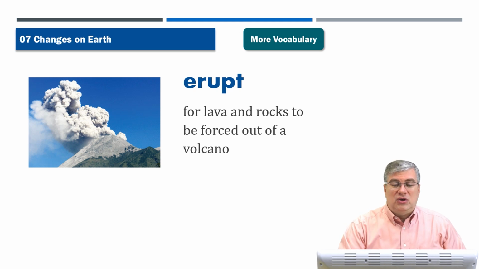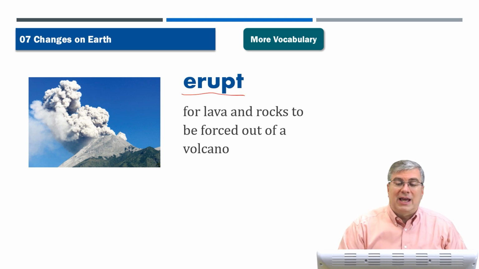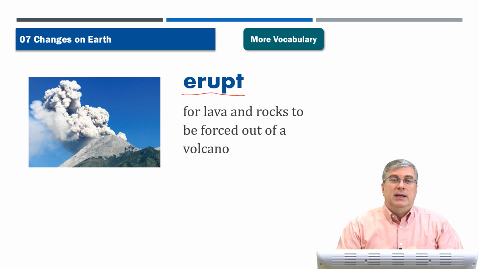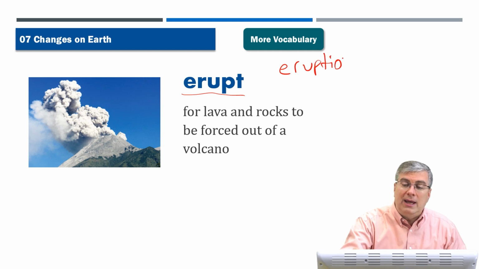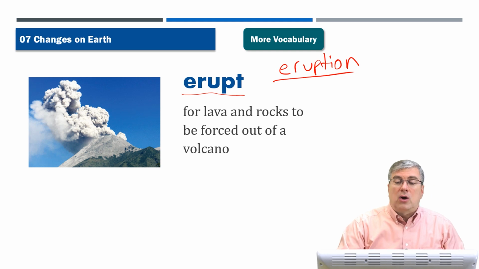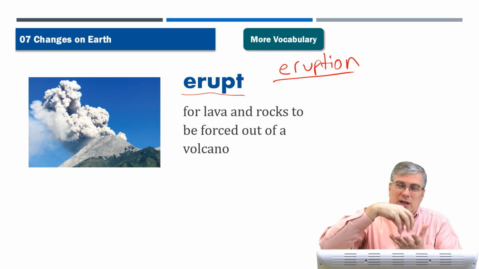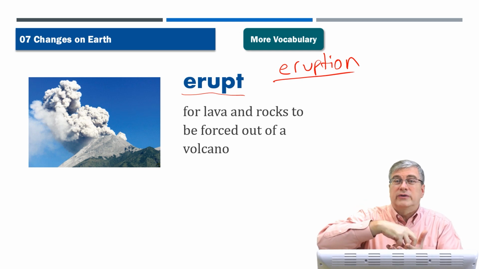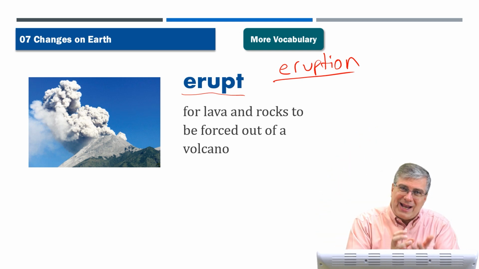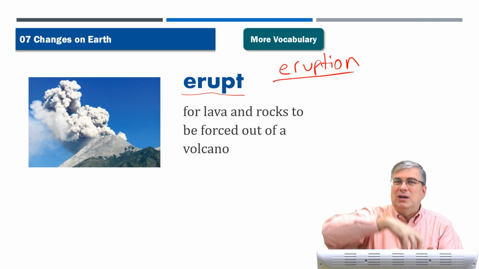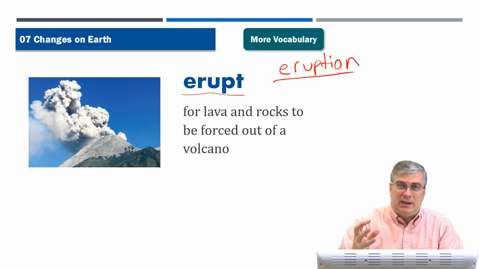Next, we have erupt. I mentioned that earlier. Erupt is like an explosion, right? Eruption. Erupt is the verb. Eruption is the noun. So when a volcano erupts, we call that an eruption. It's when the lava and the very hot molten rocks are also forced out of a volcano because of all that pressure in the mantle. All that heat comes up to the surface, and sometimes it comes out very violently with a lot of force, and that, of course, is an eruption.